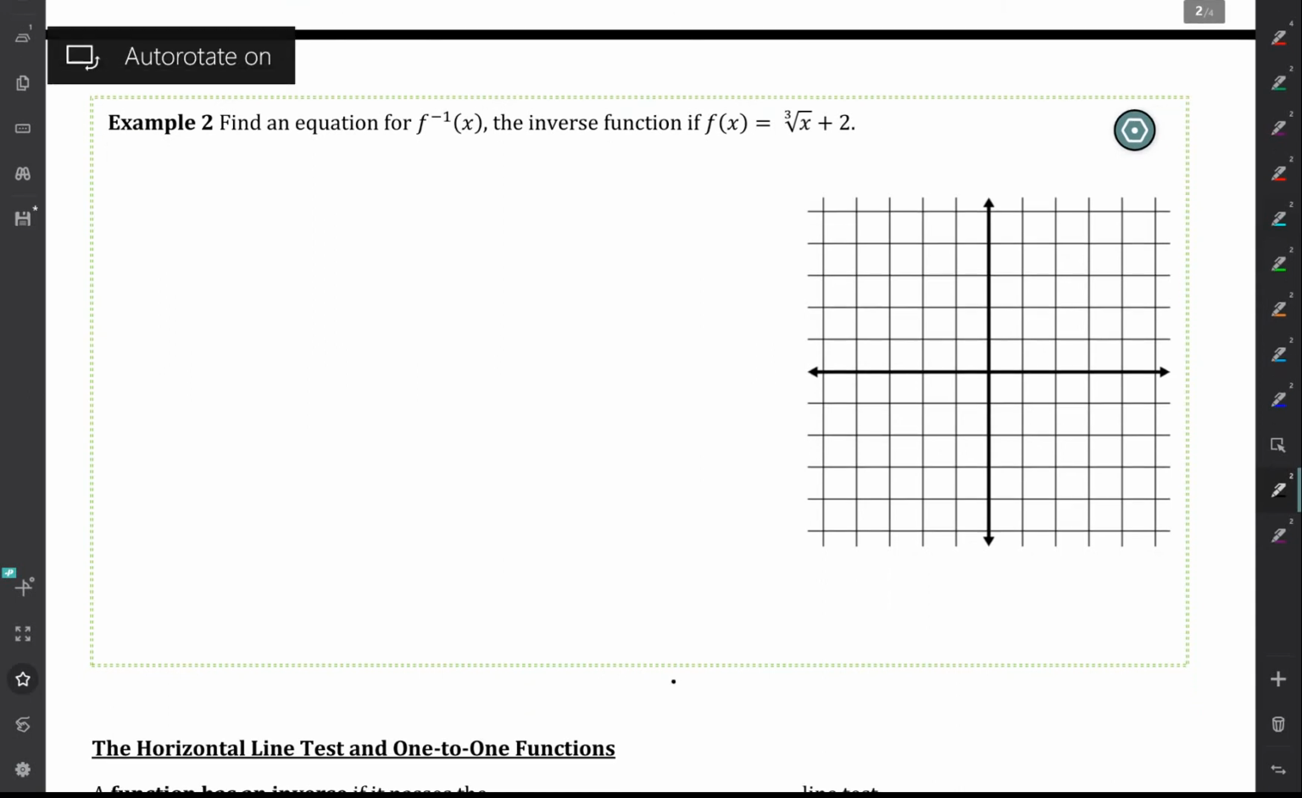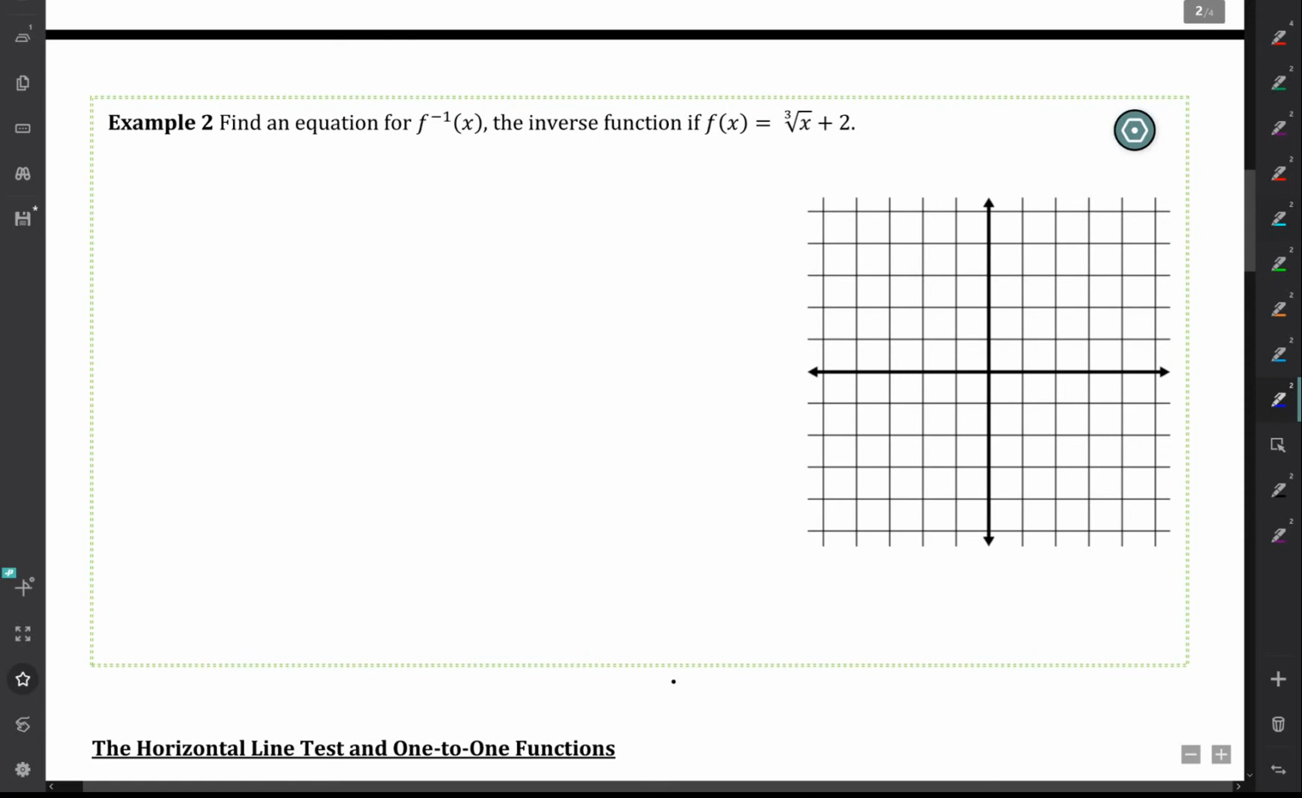Okay, in example 2, we're going to find f inverse of x for the function f of x equals the cubed root of x plus 2. So remember that step 1 says that we should write down y equals the cubed root of x plus 2, and then we want to switch x and y. So in step 2, we switch x and y and we solve for y. So now we have x equals the cubed root of y plus 2.